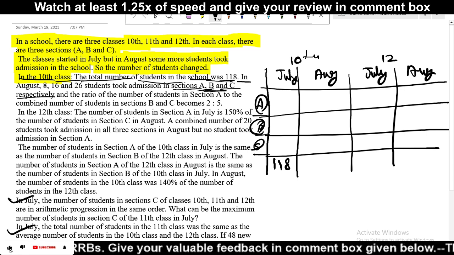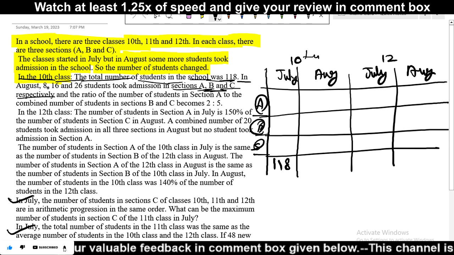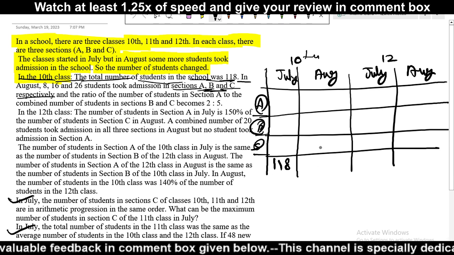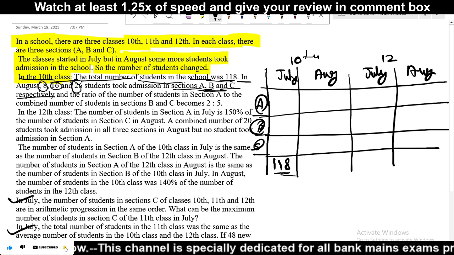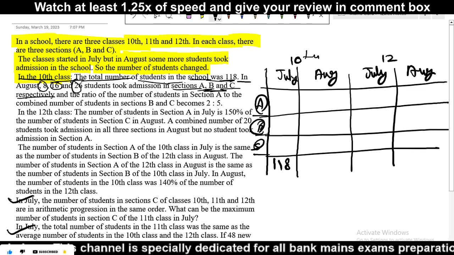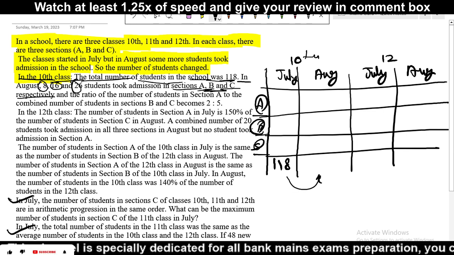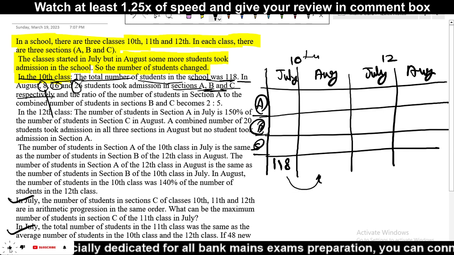Okay, so 8, 16 and 26. These are the number of students who took admission in the August month, at the starting of the August month. So what we will do now is simply add these numbers to our main number. Then we will know the total number for the August month. So first of all, add all these.